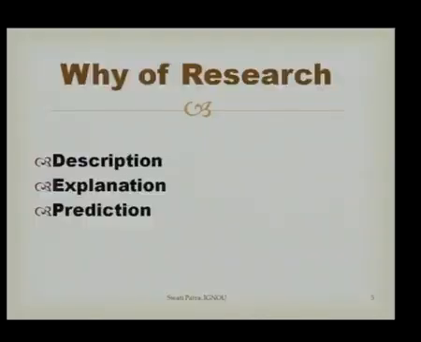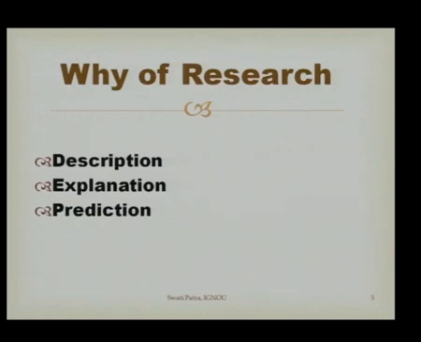Okay. The next is explanation. Why do we conduct research? One was to describe things, to give the status of things at the field level. And the second is to explain some concepts or certain variables or the phenomenon, why it happens in this way. And the third is prediction.